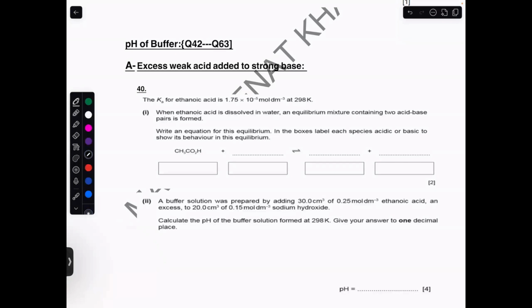what is the formula that is used to calculate the pH of the buffer? It is, no, not pH. I use this one: H plus is equal to Ka into weak acid over salt. This is H plus. And then what you will do with H plus? You will take the negative log and you will get pH.